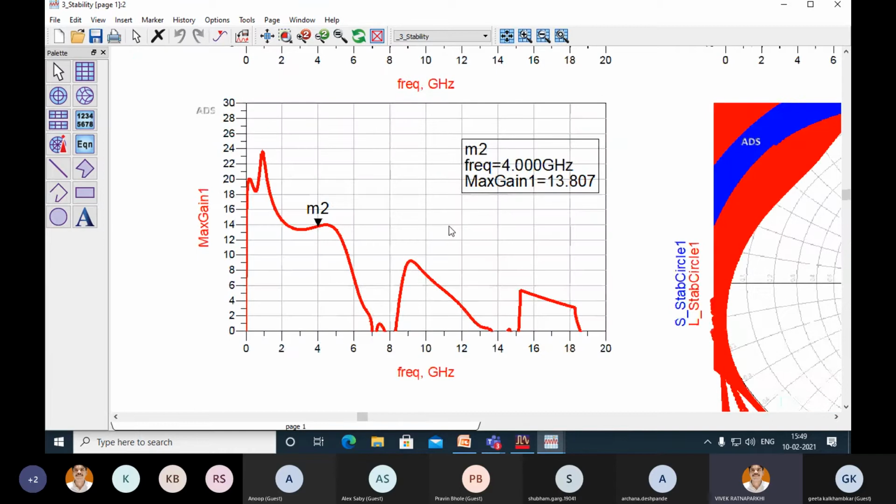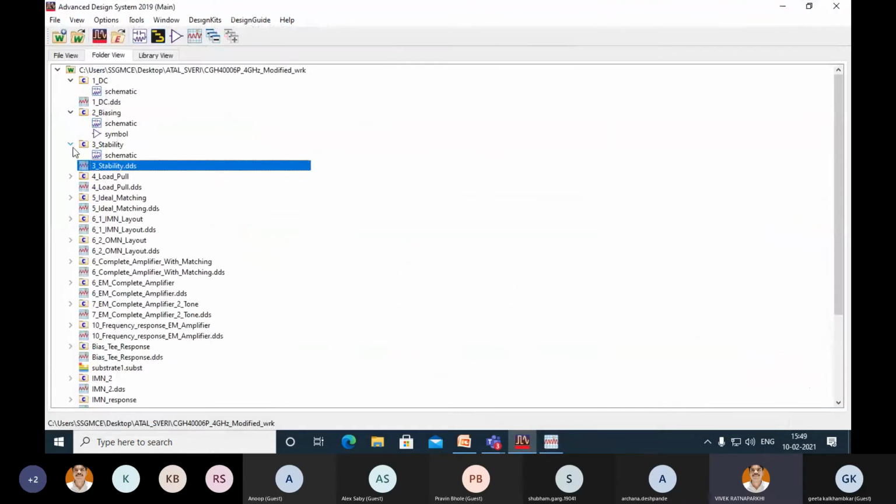So what is the maximum gain you will get from this transistor? This can be plotted, and here it shows 13.8 dB at 4 gigahertz. If you increase the frequency of operation, you can see that the gain reduces with this particular bias network and stability network. So this is the first, DC analysis and stability.